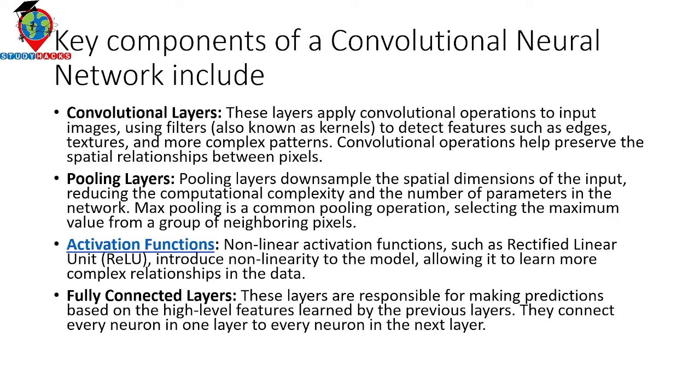The fully connected layers are mainly responsible for making the prediction based on the high-level features learned by the previous layers, and they connect every neuron in one layer to every neuron in the next layer. So basically these are the basic components of a CNN.